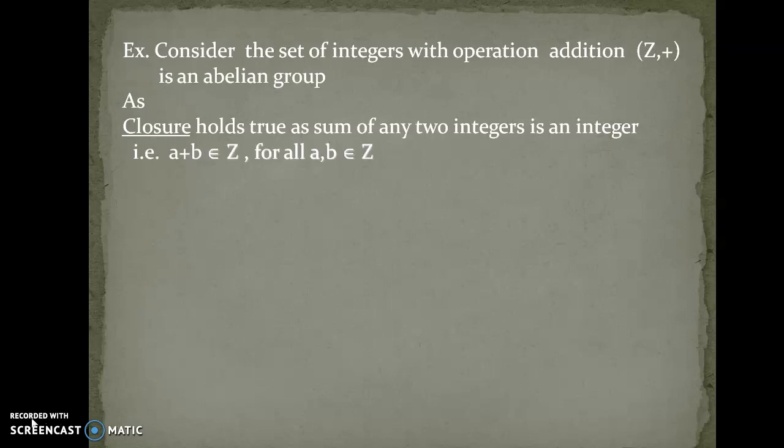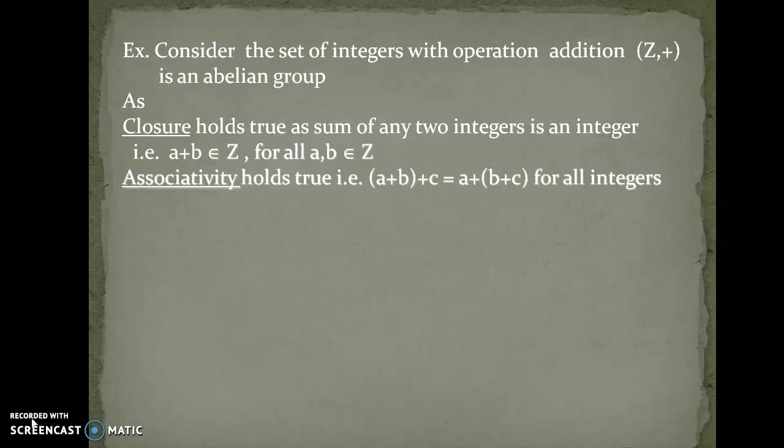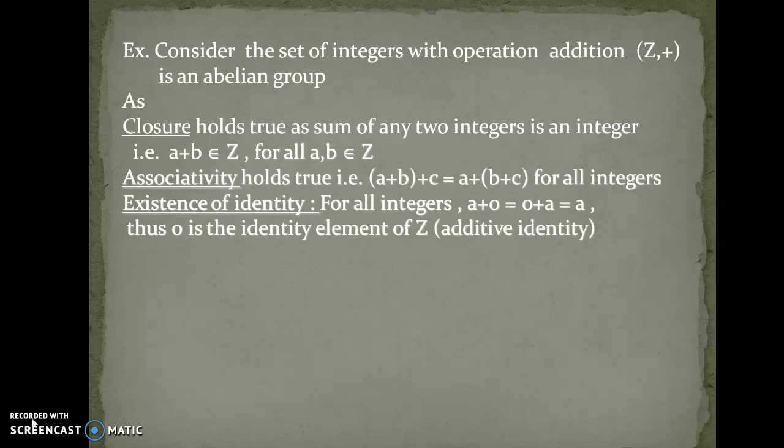Then associativity can be proved true using any three integers, and we can easily prove for integers, that is (a plus b) plus c can be written as a plus (b plus c). So (1 plus 0) plus 2 can also be written as 1 plus (0 plus 2). So associativity is true. Then existence of identity. For all integers, we can easily say that 0 added to any integer gives you the integer itself, and therefore 0 is the identity element, and as addition is the operation, it is called the additive identity.